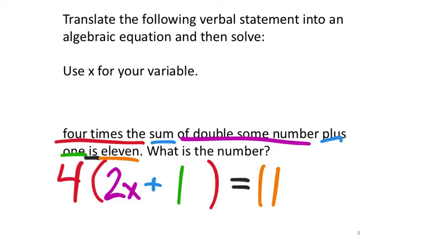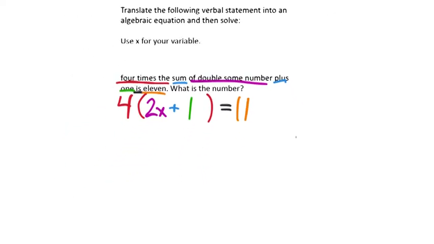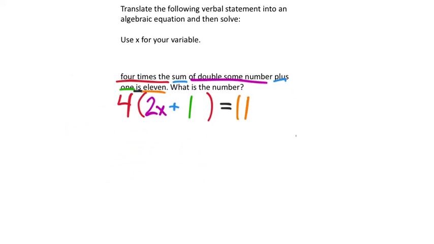All right, so this one has some distribution for us, no problem. We can work with distribution by distributing this 4 into the parentheses. 4 groups of 2 x's would be 8 x's. And then 4 groups of 1 would be 4, positive 4, by the way. So this still equals 11.